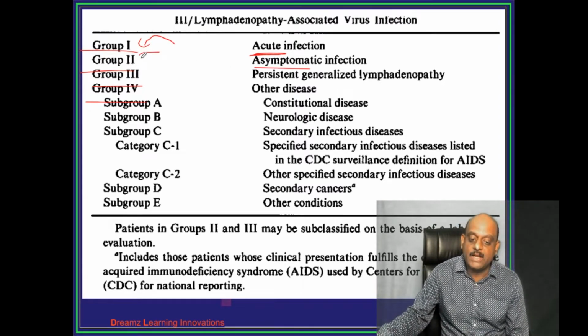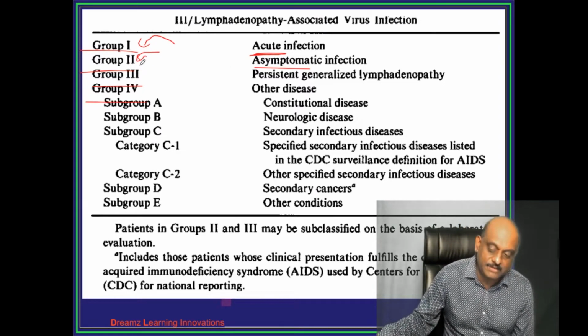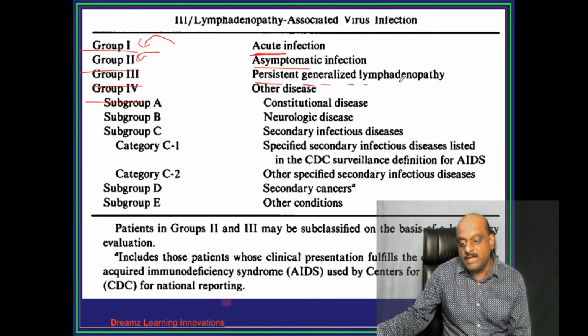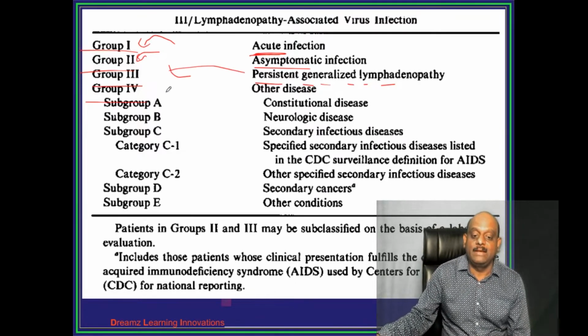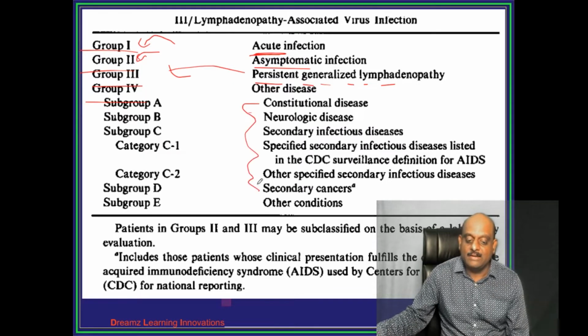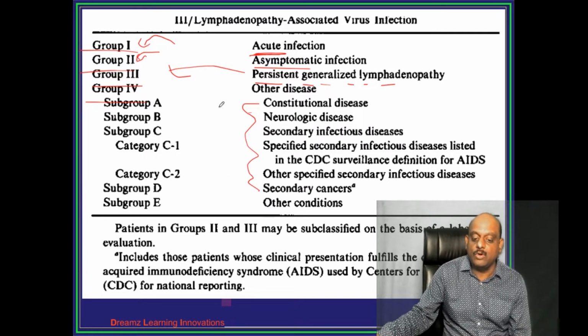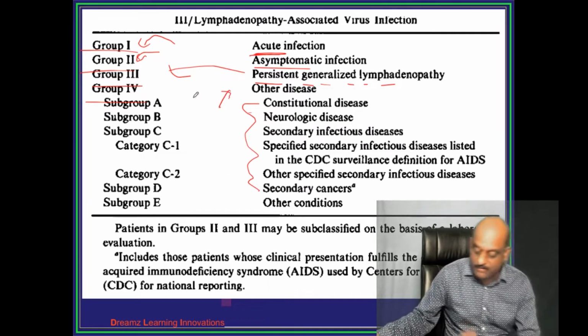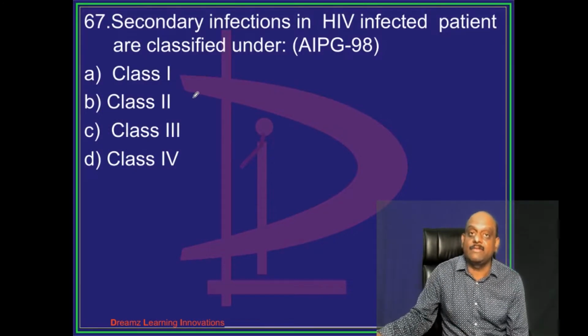Asymptomatic infections are called group 2, opportunistic infections. Persistent generalized lymphadenopathy is group 3. And all the systemic complications are all called group 4. That is how the classification has been done in case of HIV.